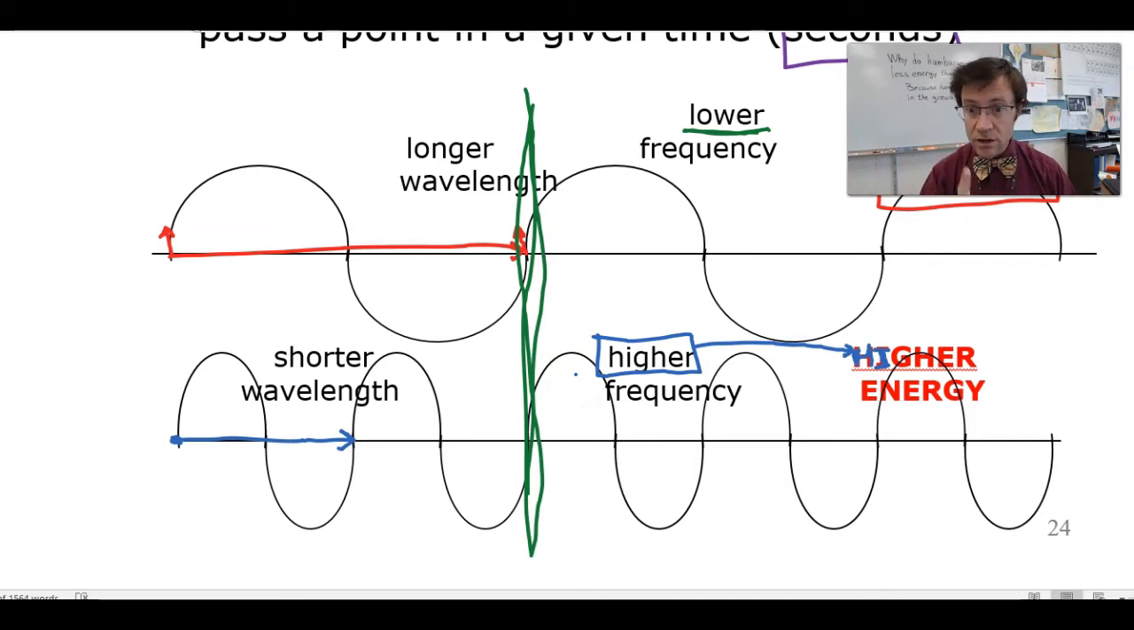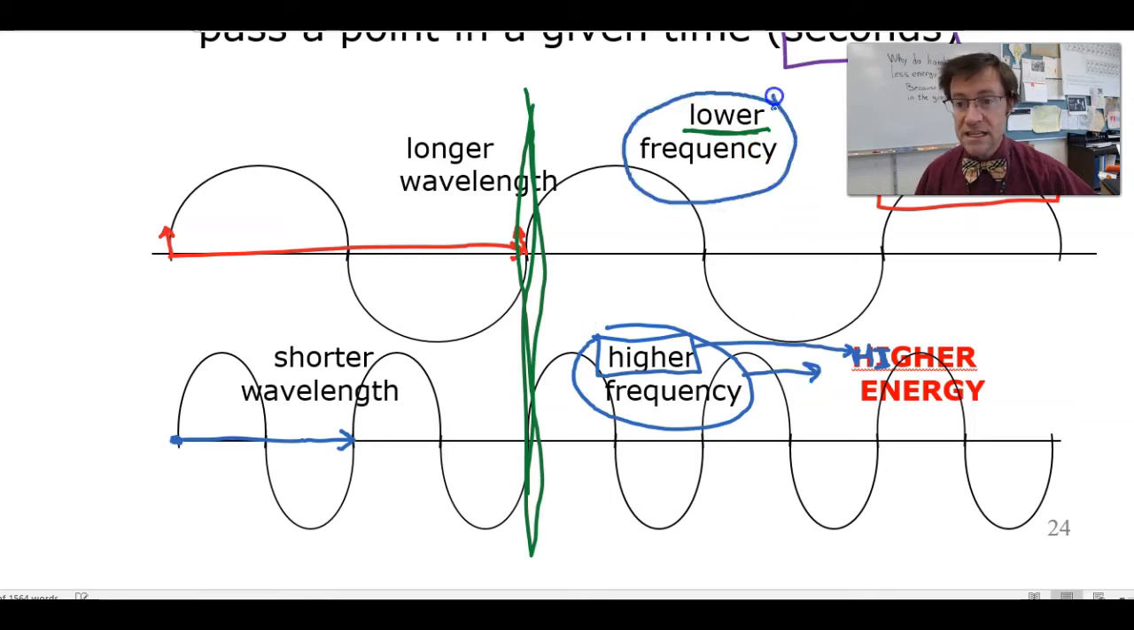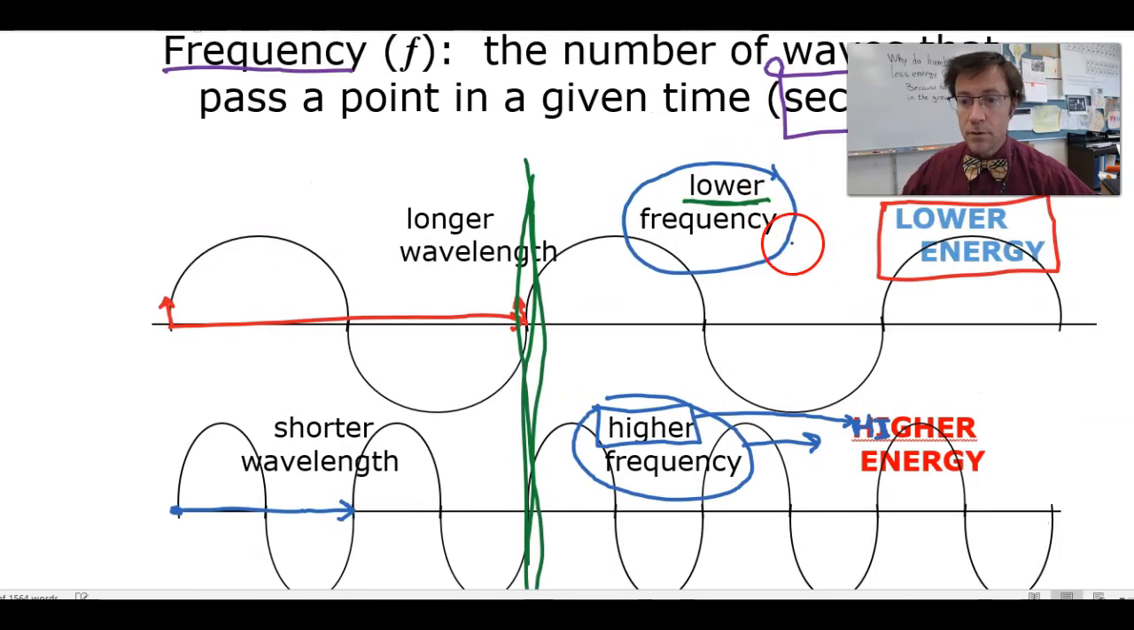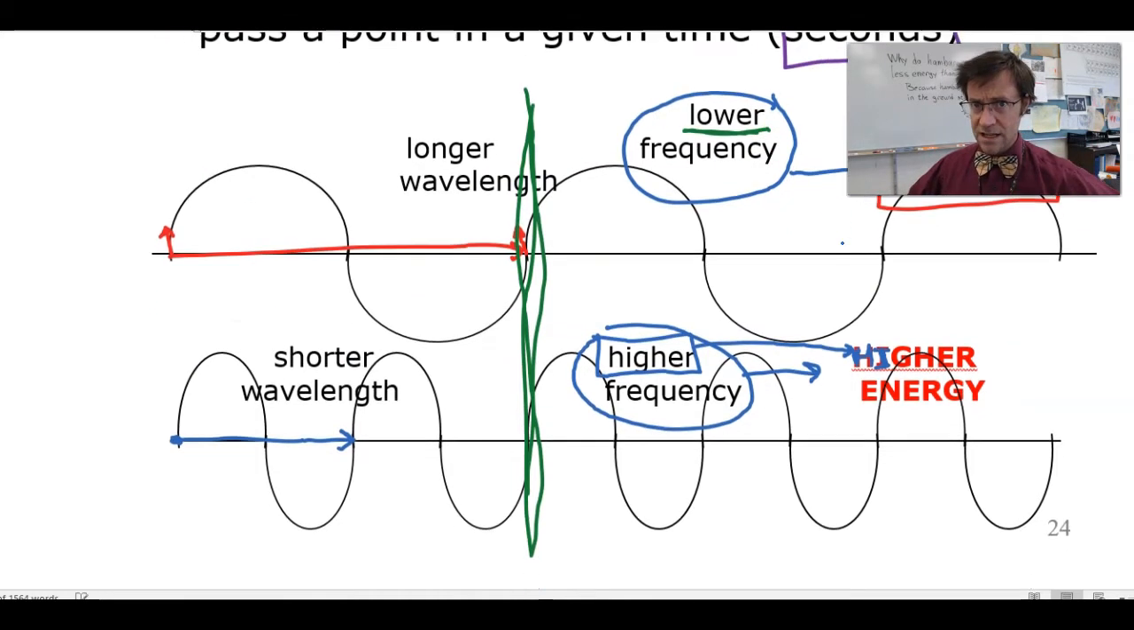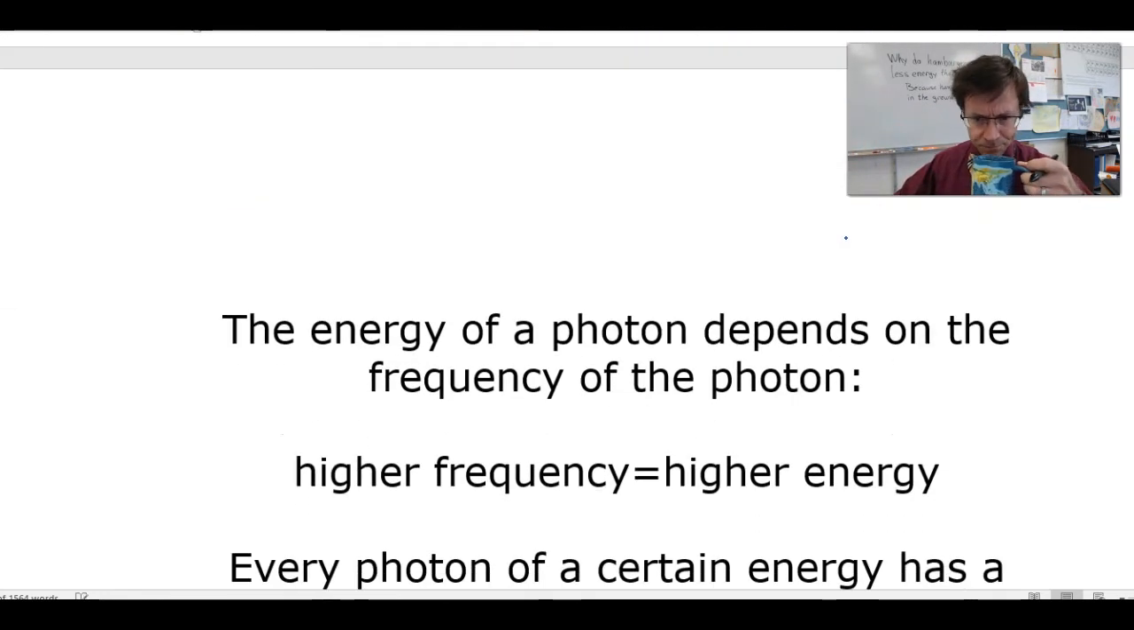What I really want you to dial in here is this, because this is a nice correlation, that higher frequency means higher energy, and lower frequency means lower energy. That is a really good relationship for us to hold on to, okay? Because that's really all we care about with light: some is high energy, some is low energy. Every photon has a different kind of energy. That's really what's important for us, okay?